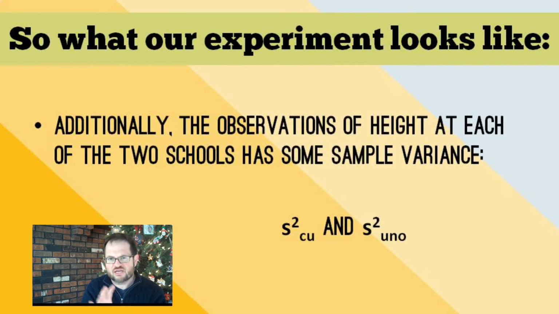Both of those would be measures. Maybe all of the heights of students at Creighton tend to be about the same, and maybe the heights of students at UNO tend to be more scattered, for whatever reason, I don't know. Anyway, you would need to know those two pieces of information. We're going to need them in order to compute our inferential statistic.